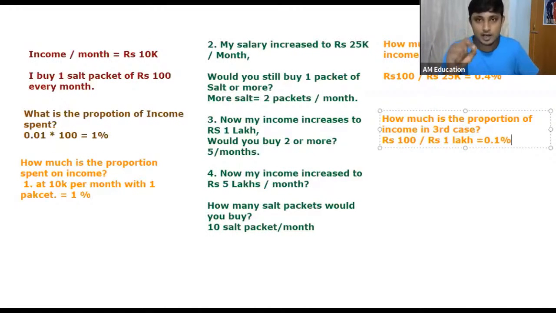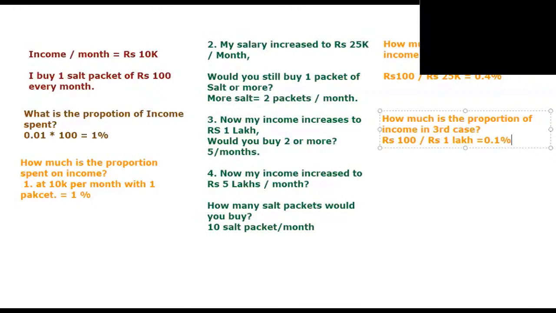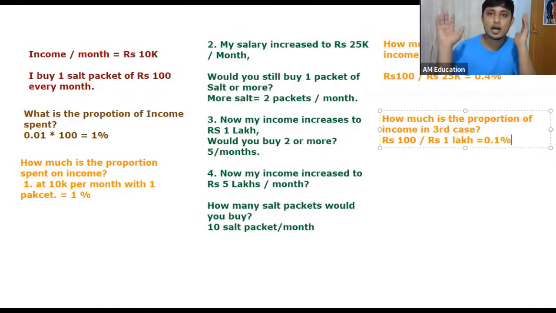And what did he want to tell? All the goods that have negative income elasticity are called inferior goods. They are necessities. Salt is a necessity, no? Whether your salary is 10,000 or 1 lakh, you'll buy only 1 packet of salt. Even if your salary is 10 crores, you'll buy only 5 kgs of rice. Assume you're consuming 5 kgs of rice; your stomach will require only that for the whole family per month.